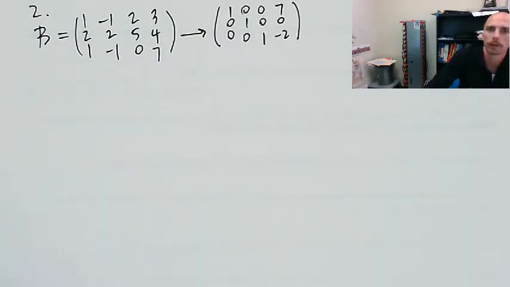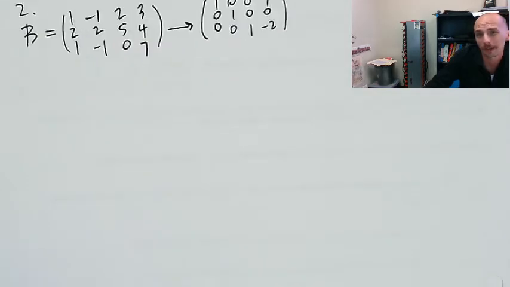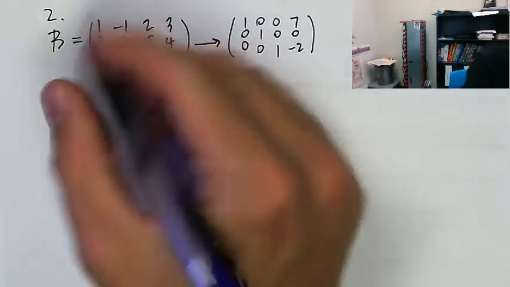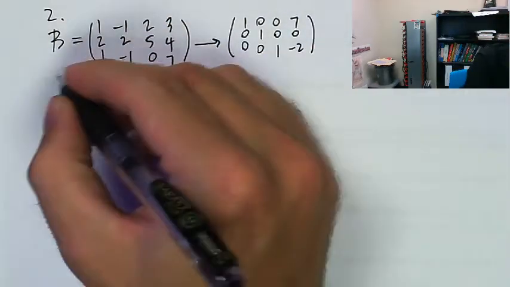And so that was, I think, the first part of the question. It was asking, yeah, reduce B to echelon form. Okay, that is echelon form. It's also reduced echelon form, so I'm just going to do that. Determine the rank and nullity of B. Okay, so that was part A.